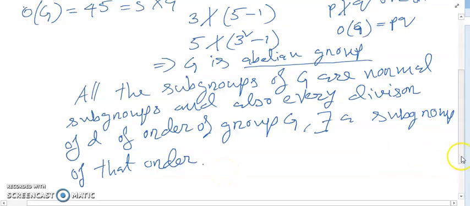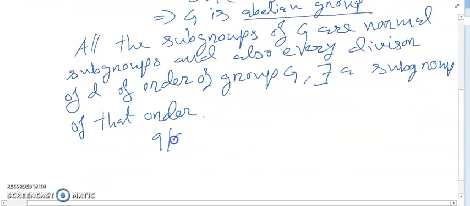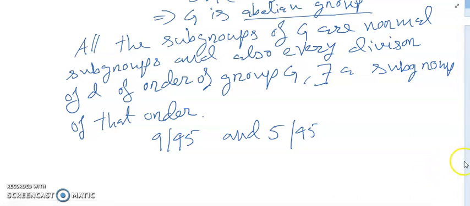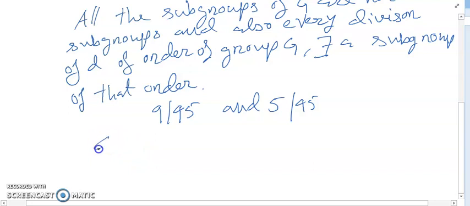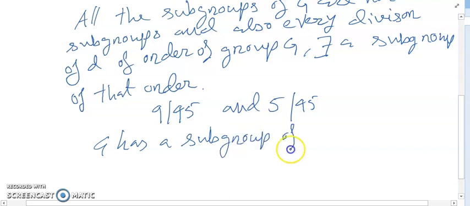And 9 divides 45, and 5 divides 45. So G has a subgroup of order 5 and order 9.